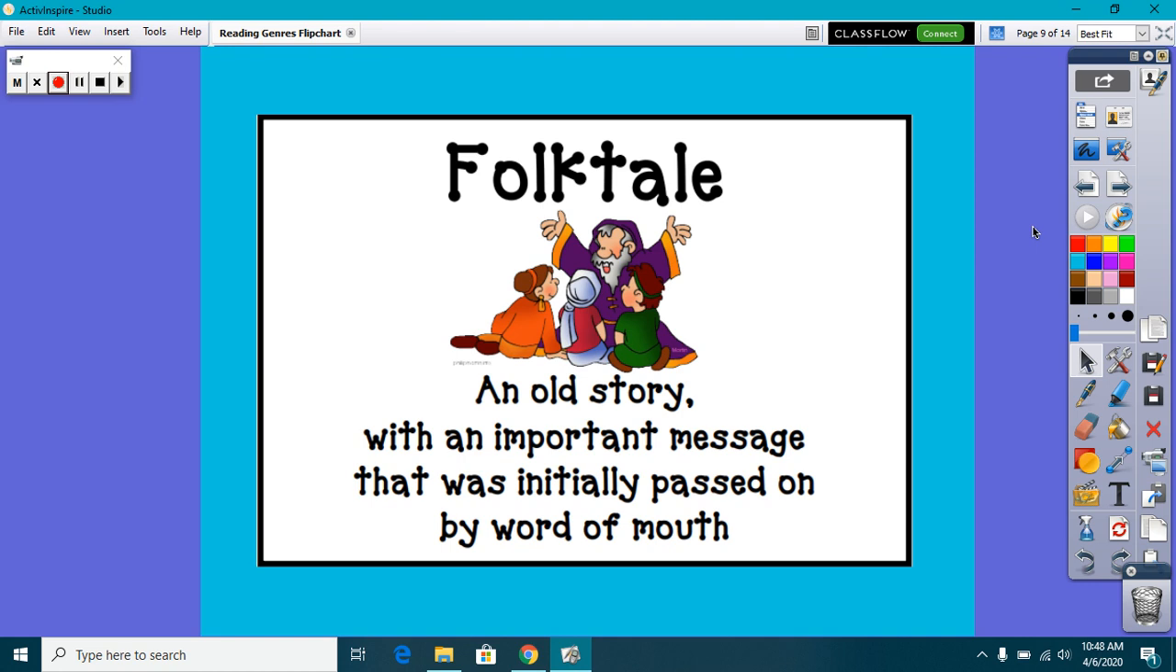Some popular folk tales we still know today, like Cinderella, is a folk tale. Beauty and the Beast is actually an old folk tale from a long time ago. And if you remember when we learned about the Native Americans, the legends that they told and passed down to us, those are examples of folk tales as well.